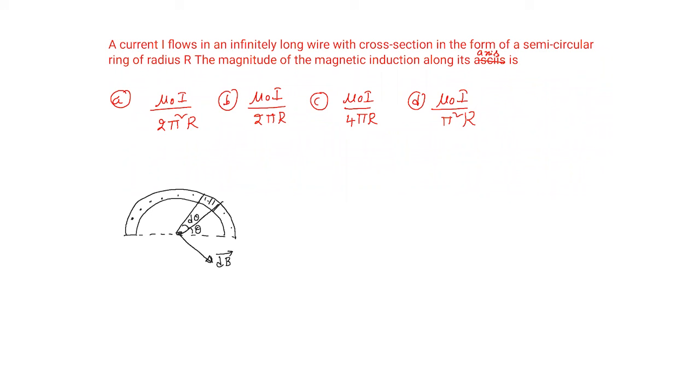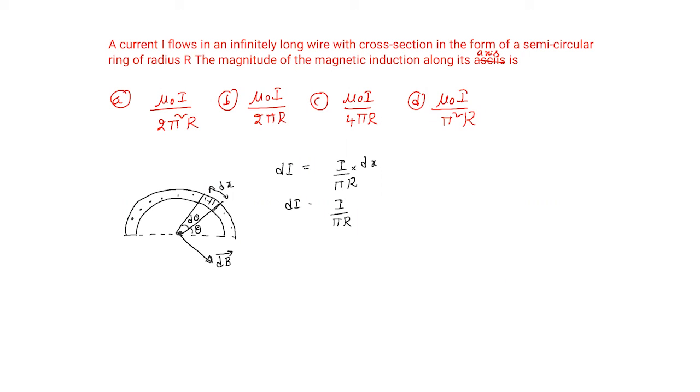This is dB. So what is dI? What is the small amount of current dI in the small element? The small section is given by I divided by pi r into the length of this element, which we call dx. So dI is equal to I divided by pi r times dx.